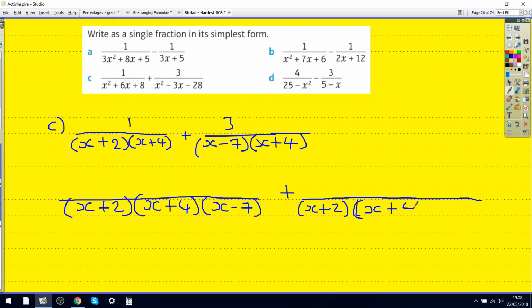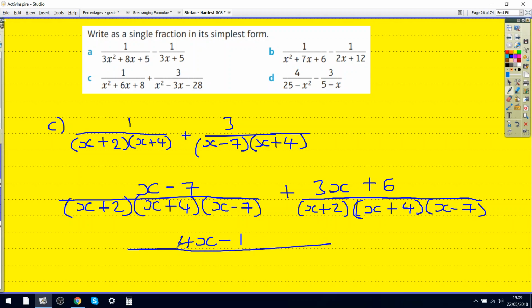Yeah, so on the top of the first fraction, we'd have x plus 7, x minus 7. And that would be plus 3 lots of x plus 2. Which is equal to, so 3x plus 6, 7, so 4x minus 1 over our triple brackets there. So that's it.